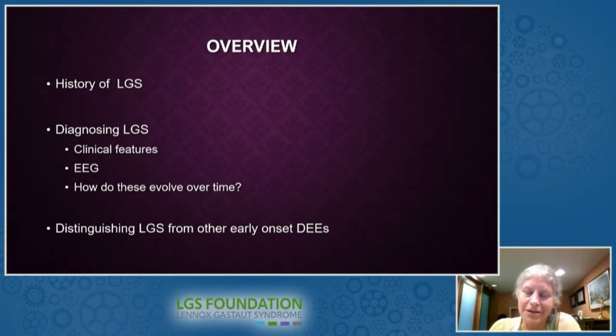Not all early onset DEEs are LGS. Some of them clearly will evolve to that, but how do we distinguish some of the important differentials?